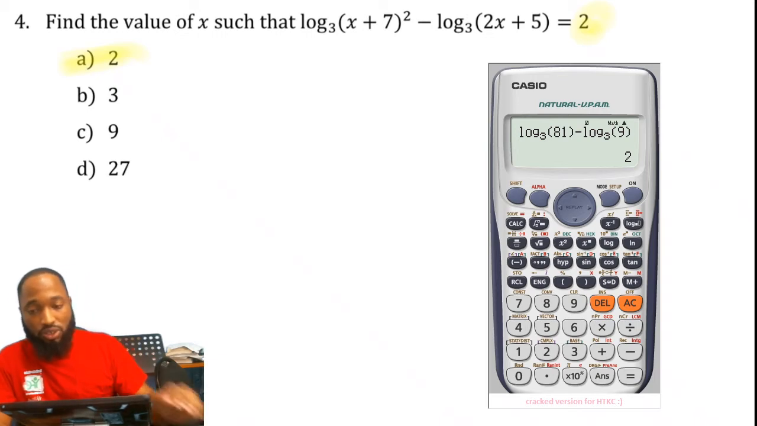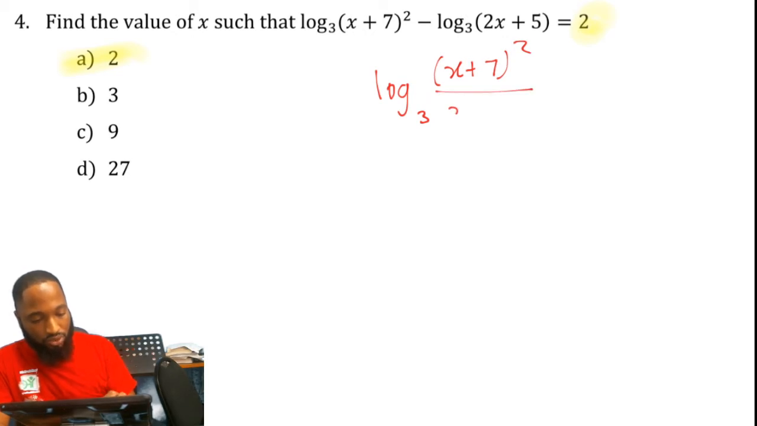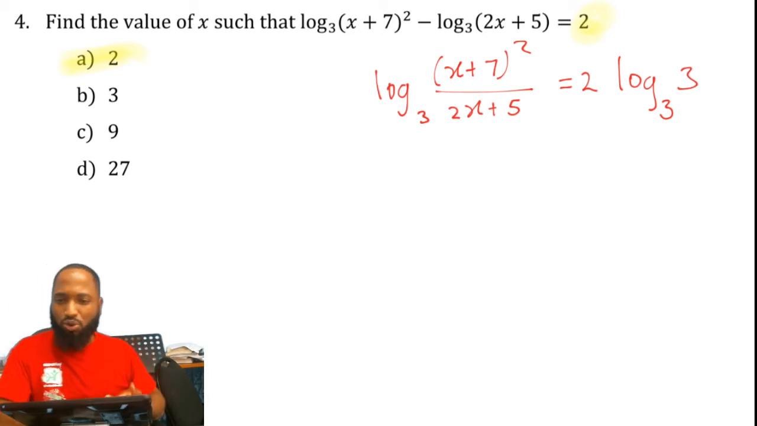All right, so let me see how to do it legitimately, like if you had to do it on paper, what kind of techniques you would use. So I would group this into one, right? I'd say x plus 7 squared divided by 2x plus 5, right? That subtraction. And I'd write log to the base 3 of 3 here, just to get logs on both sides now.